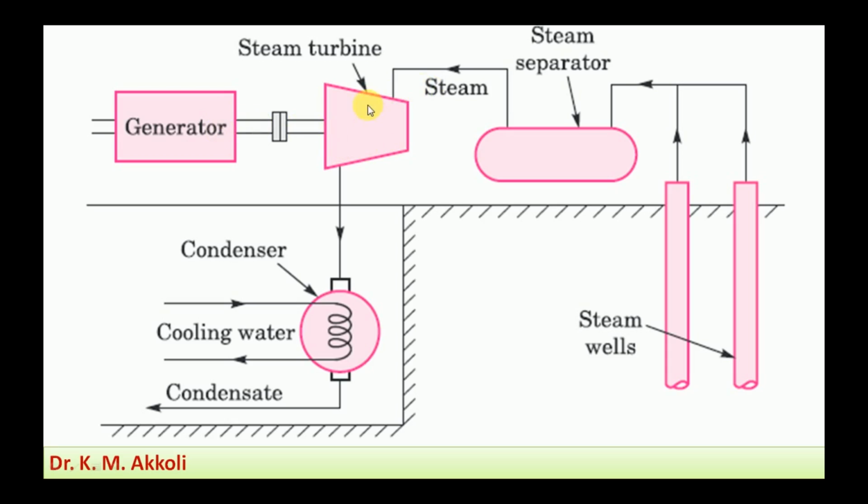After the expansion in the steam turbine, the steam goes to a condenser, where this low temperature steam will be condensed to a liquid state, and that condensate can be discharged to the surface of the earth, or it can be sent again inside the earth's crust for the formation of steam. And cooling surface water we are going to use for the cooling of the steam.